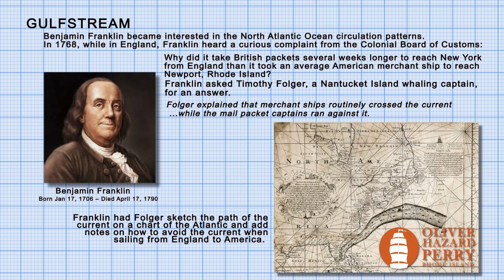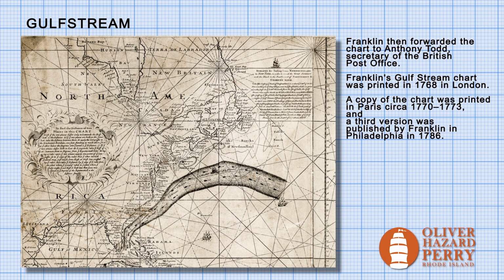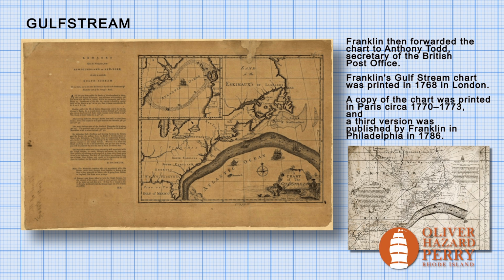Franklin then forwarded the chart to Anthony Todd, Secretary of the British Post Office. Franklin's Gulf Stream chart was printed in 1768 in London. A copy of the chart was printed in Paris in 1770 and again in 1773, and another version was published by Franklin in Philadelphia in 1786. Sailors for the past 500 years have utilized the Gulf Stream to assist in their travels.